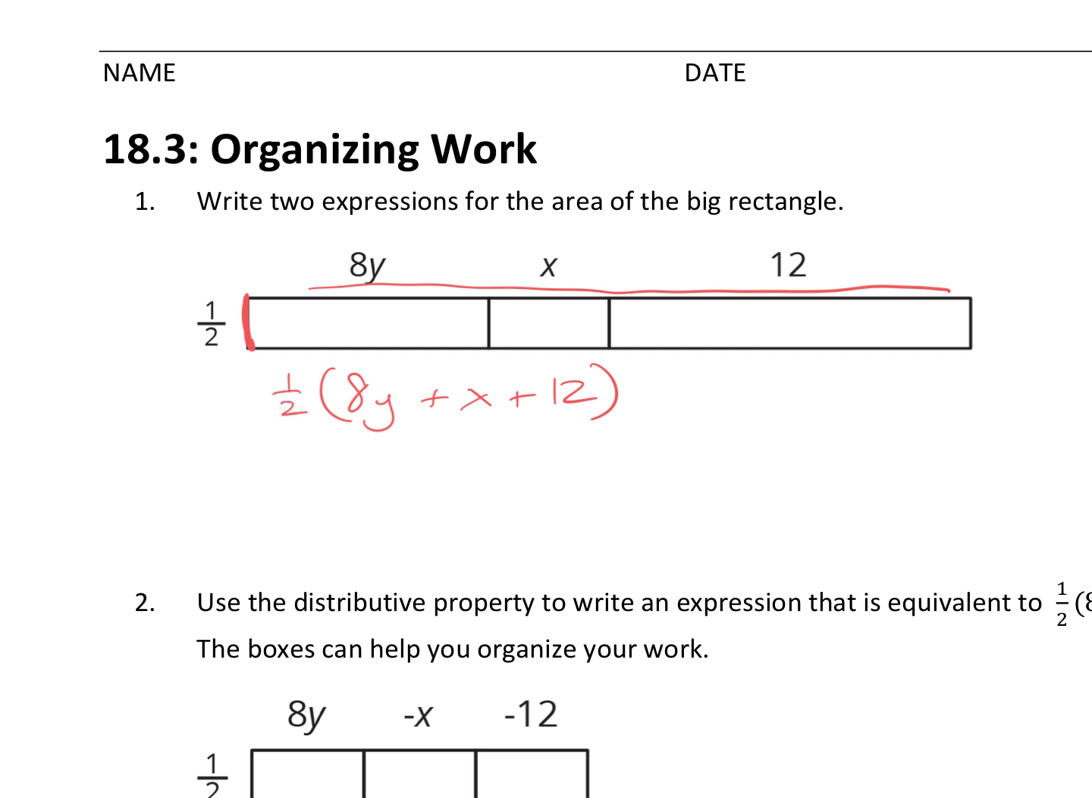Another way of doing it is finding the individual area of each piece. So for example, 1/2 of 8y is 4y. 1/2 of x is 1/2 x. And 1/2 of 12 is 6. So another way I could do this is 4y plus 1/2 x plus 6.